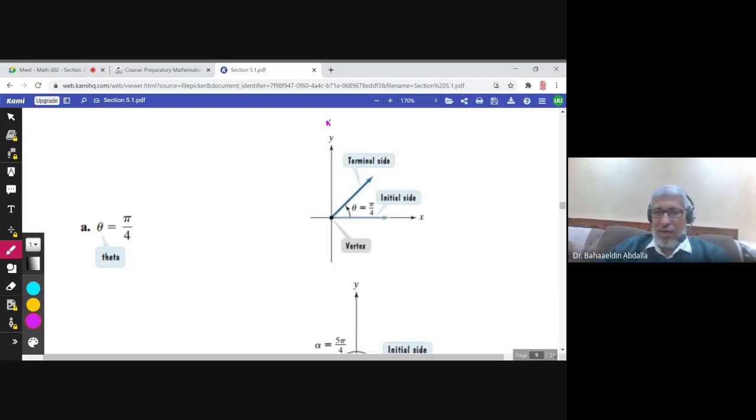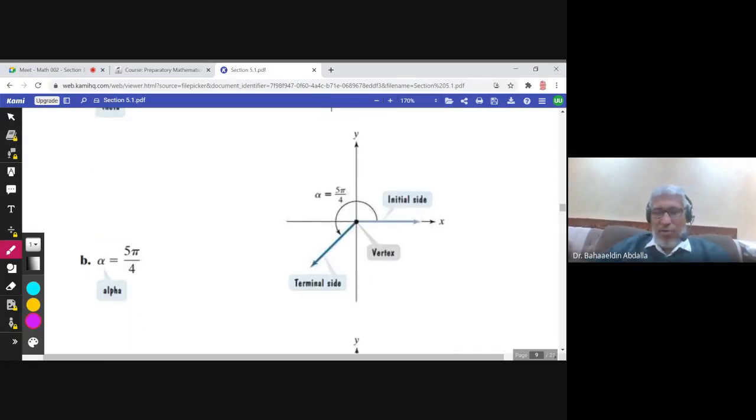The angle from 0 to pi over 2, this is pi over 2. So you can imagine that pi over 4 is half of pi over 2. So this angle is pi over 4 in radians. In degrees, it is 45 degrees. But we have to learn how to graph angles in radians without converting them to degrees. This is really important. You notice that this is a positive angle in standard position. This is the initial side, terminal side, and the vertex is here. So this is pi over 4.